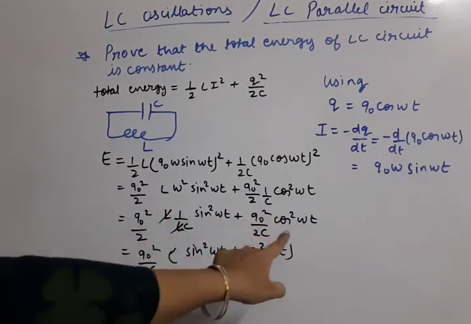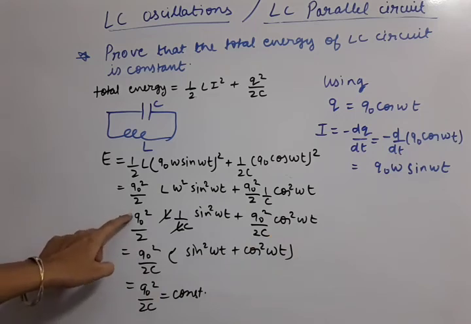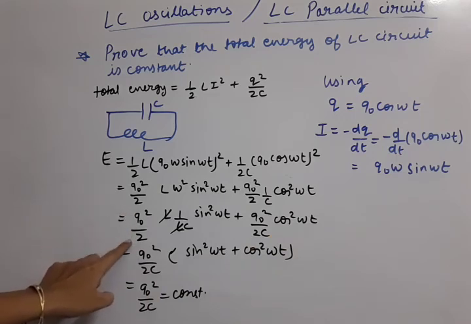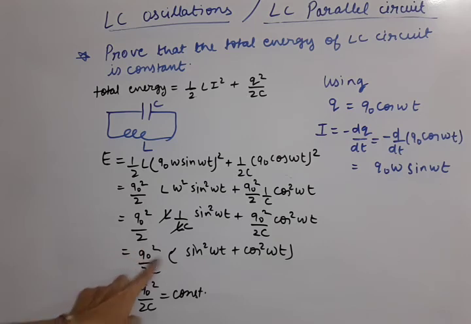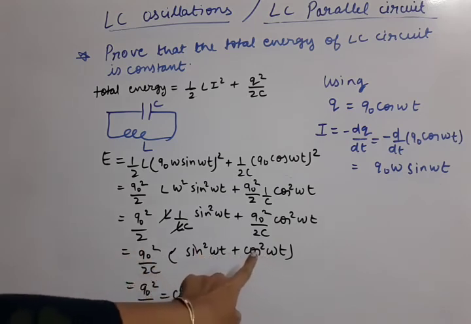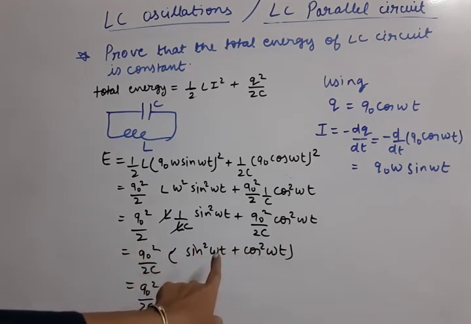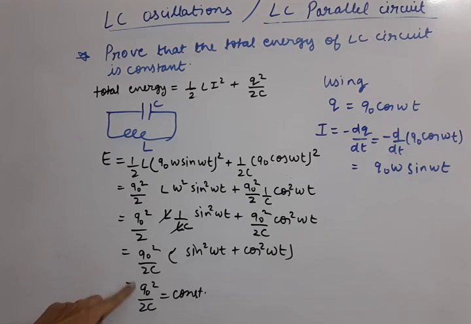So finally, let us write it completely. Now q0 square is common, 2 is common, C is common on both sides. Taken common, in the bracket sin square plus cos square omega t is 1 by its property, and only q0 square by 2C is remaining. So that is a constant. This way we can prove that the energy of the LC circuit is constant.